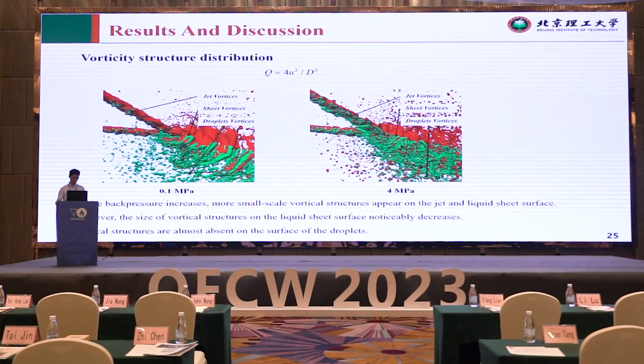By using the Q criterion, we calculated the iso-surface. The image shows the 3D vorticity structure distribution. As the back pressure increases, more small-scale vortical structures appear on the jet and liquid sheet surface. However, the size of vortical structures on the liquid sheet surface noticeably decreases. Vortical structures are almost absent on the surface of the droplets.